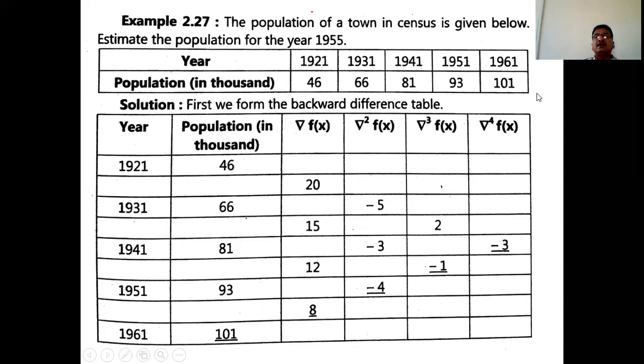So this is the second column of the table, that is the values of y or f(x). Then write the next column as del f(x), next is del square, del cube, del raised to 4. Here the values of x or y are 5 in number, and that's why the last column of the table is del raised to 4. Further higher order differences, del raised to 5, del raised to 6, are all 0, because the values of x or y are 5 in number.